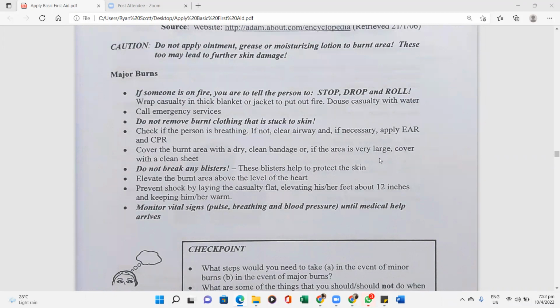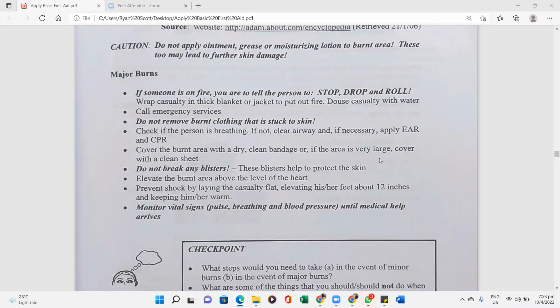Do not break any blisters. So if you see blisters, big water bumps, right? Like giant water bumps, don't burst them. These blisters help to protect the skin. Elevate the burnt area above the level of the heart.